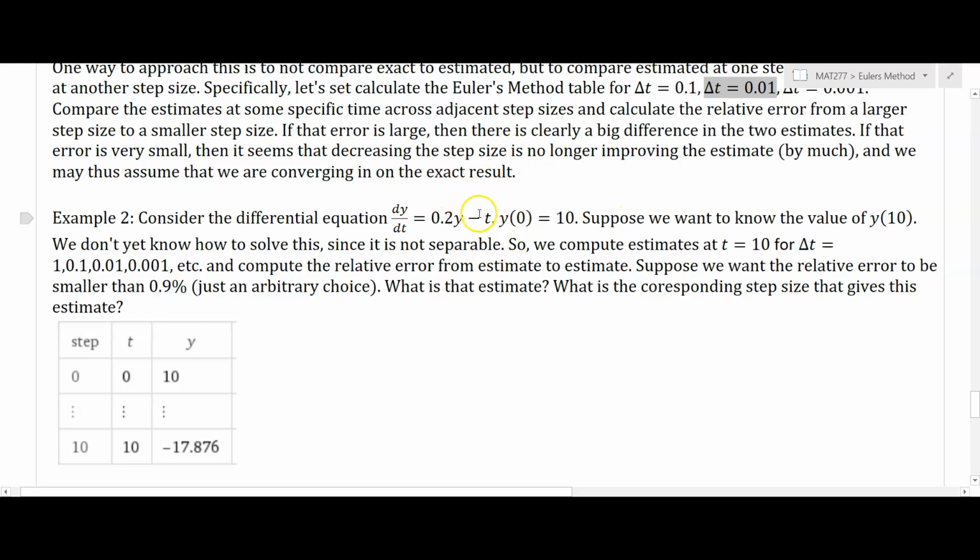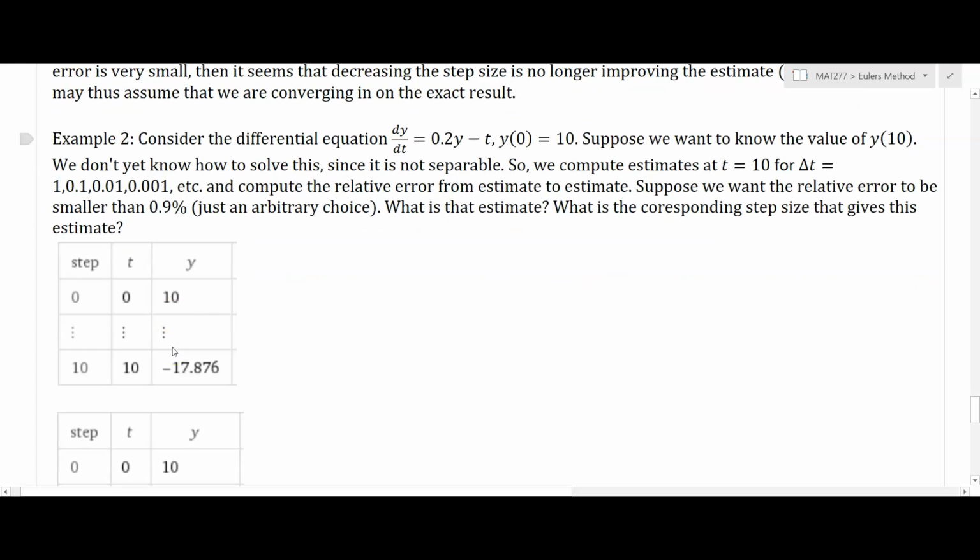Now we don't know how to solve this. This is not separable, but we want to estimate the value of y at time 10. So we compute the estimates at t equals 10 for delta t equals 1, delta t equals 0.1, delta t equals 0.01, etc., and compute the relative error from estimate to estimate. Suppose we want the relative error to be smaller than 0.9%. What is that estimate? What are we going to go with as our final y of 10?